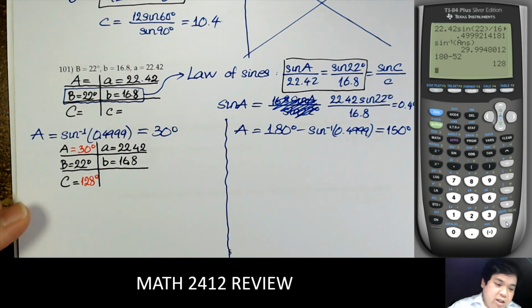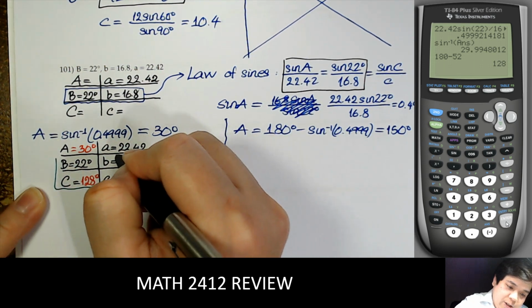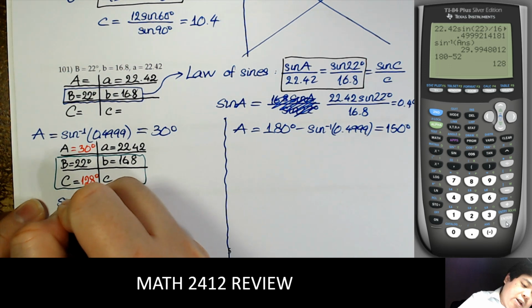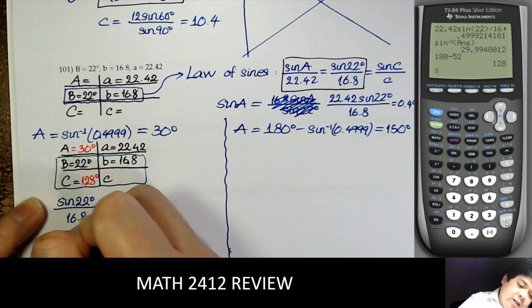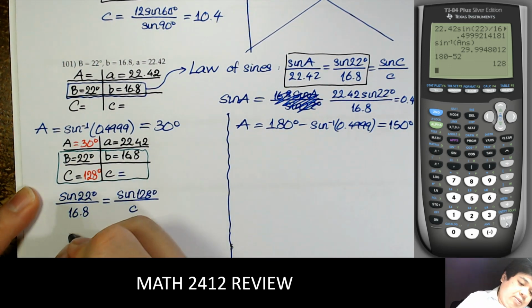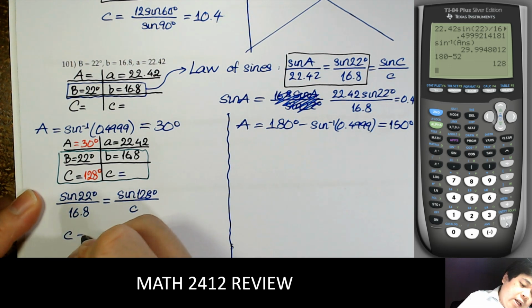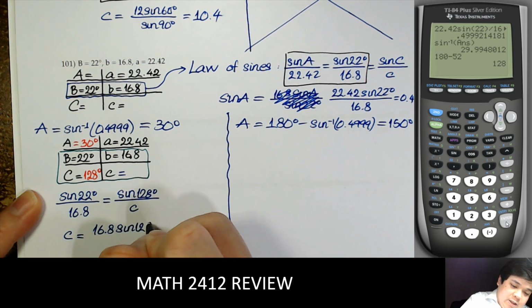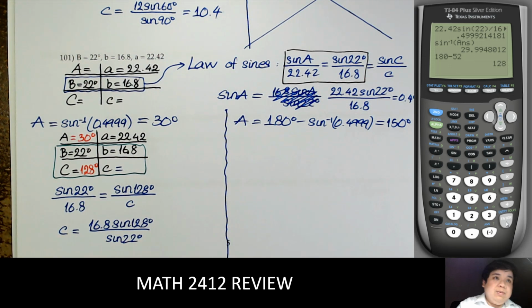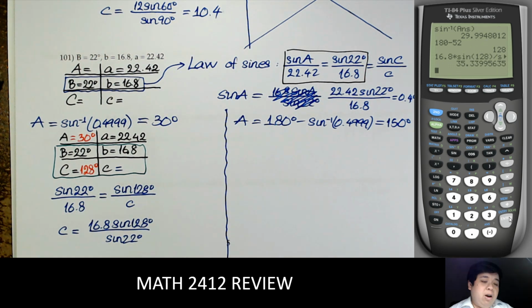We can find the remaining side using the law of sine. So let's just write the ratio for these two. Sine of 22 degrees over 16.8 is equal to sine of 128 degrees over C. And so for C, C is equal to 16.8 sine of 128 over sine of 22. So 16.8 times sine of 128 divided by sine of 22. We have 35.3.